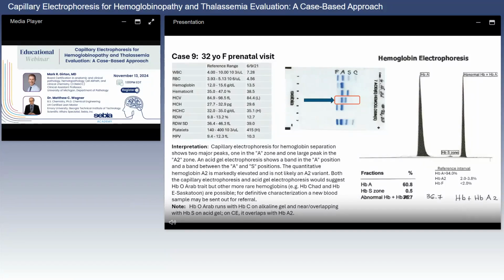So the teaching point here is hemoglobin O Arab, which, among the rare hemoglobinopathies, is somewhat common. It runs with hemoglobin C on alkaline gel and near or overlapping hemoglobin S on acid gel, as we see here. And on capillary electrophoresis, it runs in the A2 zone. So definitive characterization, like I mentioned, would probably need to be done by a genetic study.